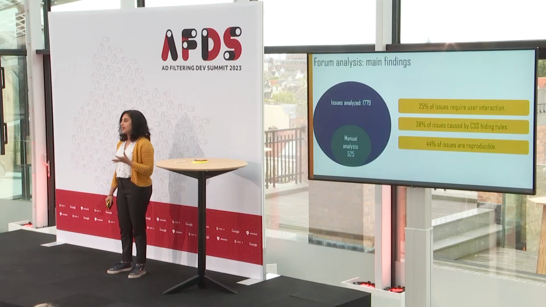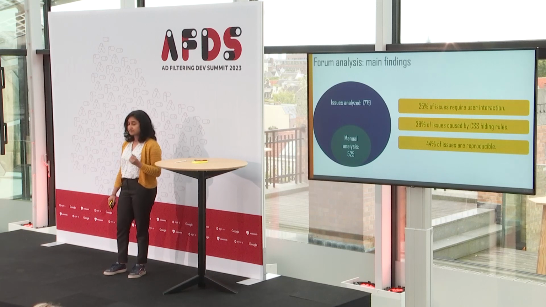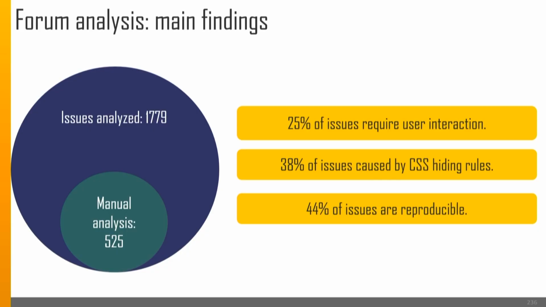The second thing was that about 38% of the issues were actually caused by element hiding rules of filter lists, which we'll see is not covered by many of the existing solutions that try to measure breakage. So any kind of detection system would ideally have to cover both network blocking as well as element hiding rules of filter lists.